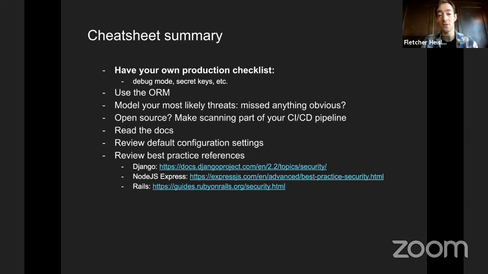And especially as you go through a new application, you can go through that production checklist. Did I turn off debug? Did I reset the secret key? Did I do all of these things that maybe you only do once every few months or once a year? And so it's easy to skip over those afterward. Use the ORM, of course, no raw SQL, no exceptions.